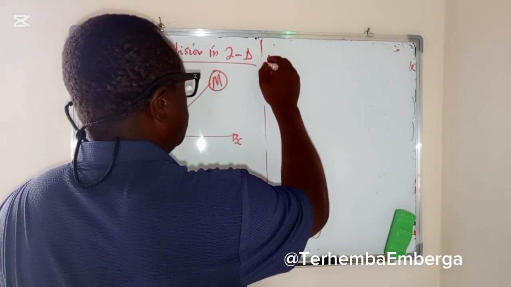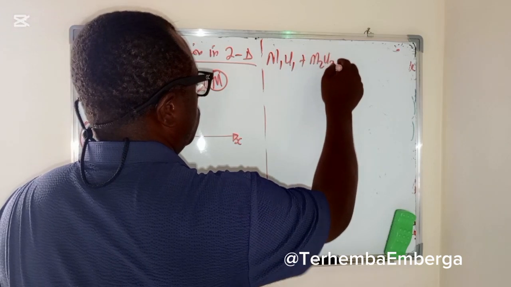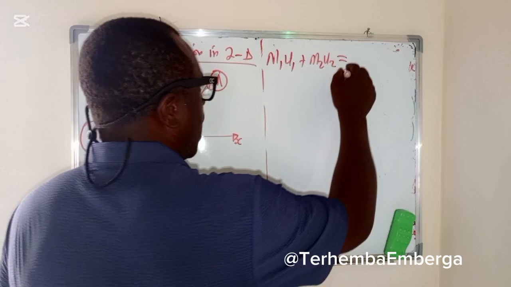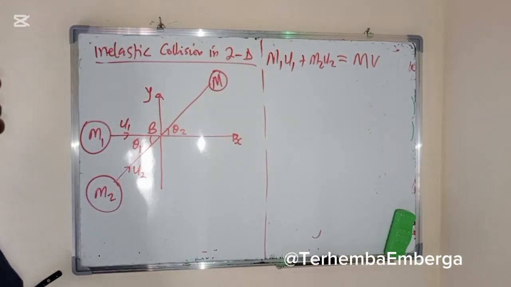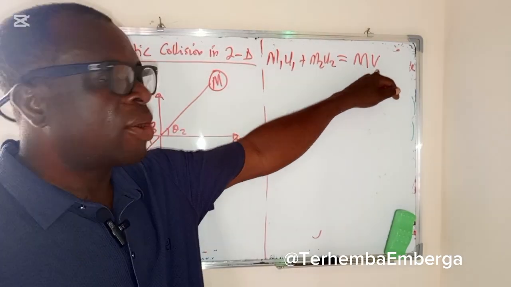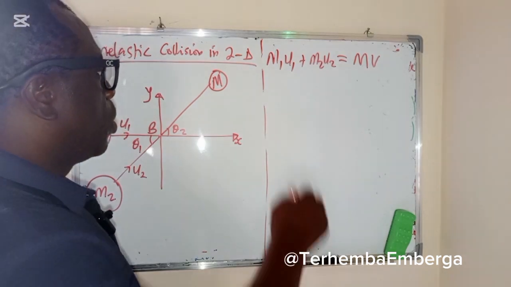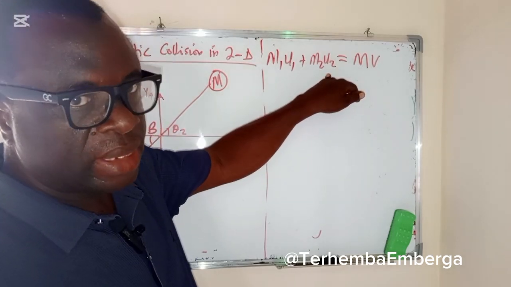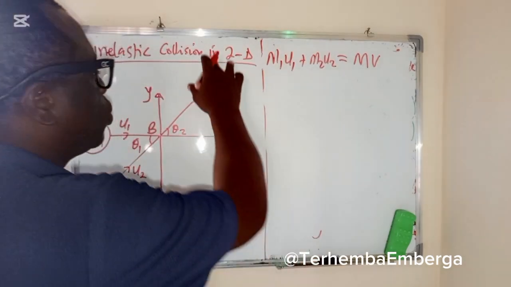So for the principle of conservation of momentum, we can say that m1 u1 plus m2 u2 equal to mv, because after collision they move with a common mass and a common velocity. So we now write this in terms of both x and y components, because we're talking about 2D.